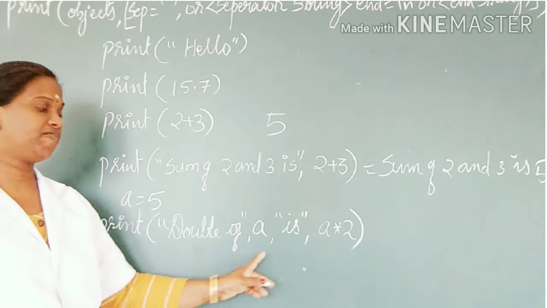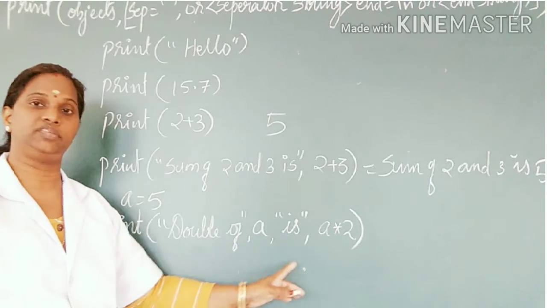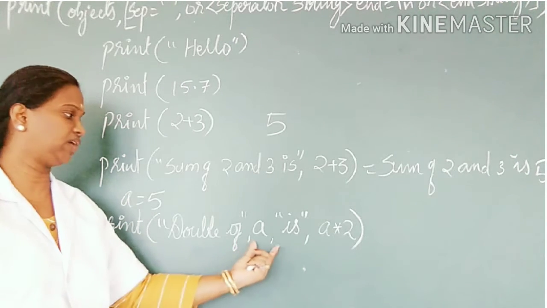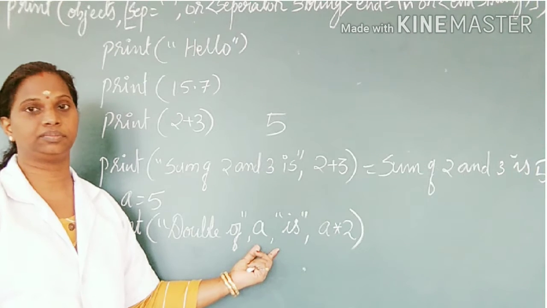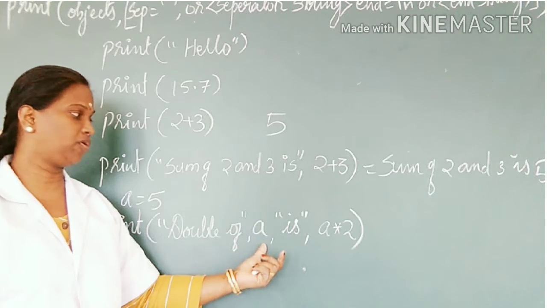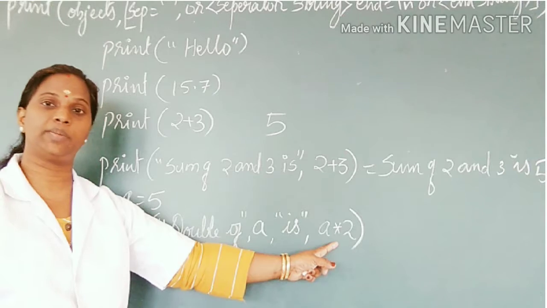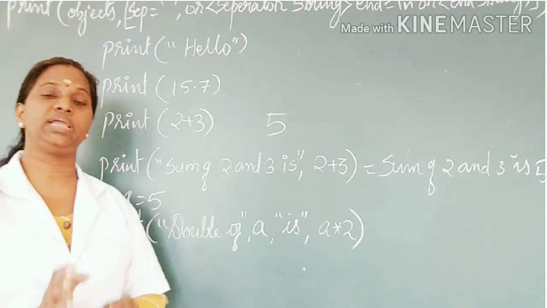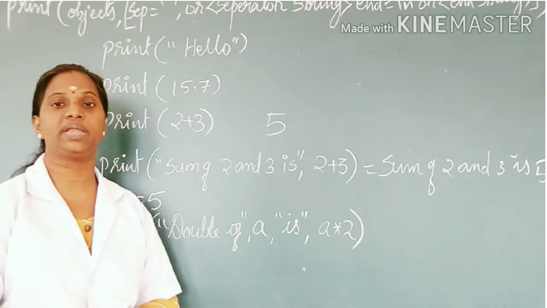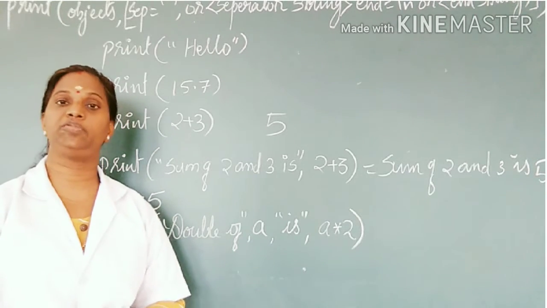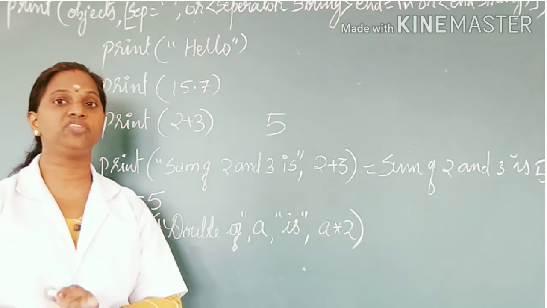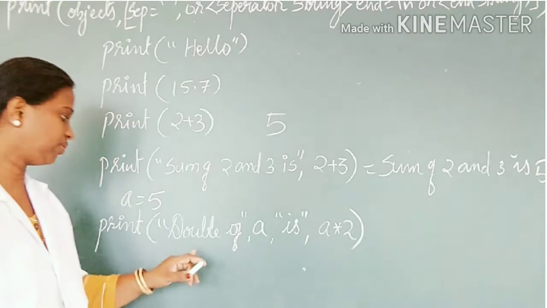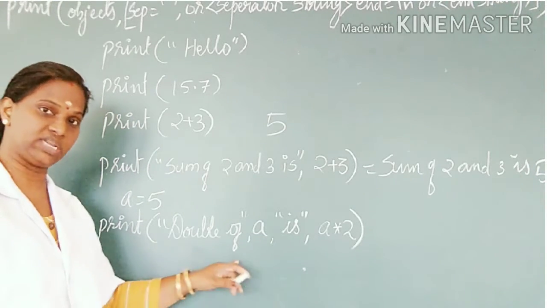See, all the items are separated by commas. Some words are put in double quotes and some have no double quotes. There are no double quotes for A. That means when a variable is in between double quotes, then that variable name will be printed. If there are no double quotes, then the value stored in that variable will be printed on your screen.